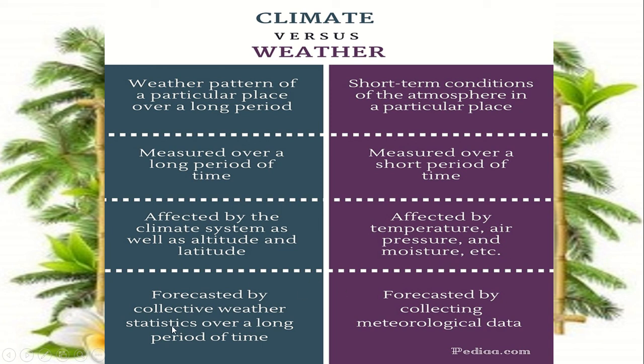Forecasted by collective weather statistics over a long period of time. That means climate is the average result of many years of weather of an area, and forecasted by collective meteorological data. Weather means the condition of the atmosphere for a short period at a particular time, which will be provided by the meteorological office.